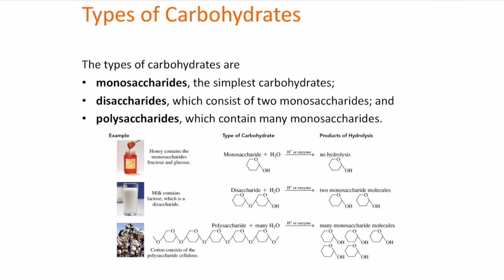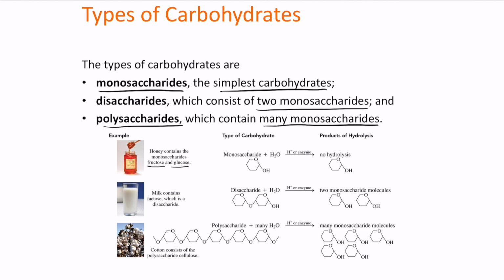So what are the types of carbohydrates? We simply classify them into three types. One is monosaccharides, the simplest of carbohydrates. You have disaccharides, which contain two monosaccharides attached together. Polysaccharides contain many monosaccharides. An example of monosaccharides is honey. Honey contains fructose and glucose, each of which is a monosaccharide.